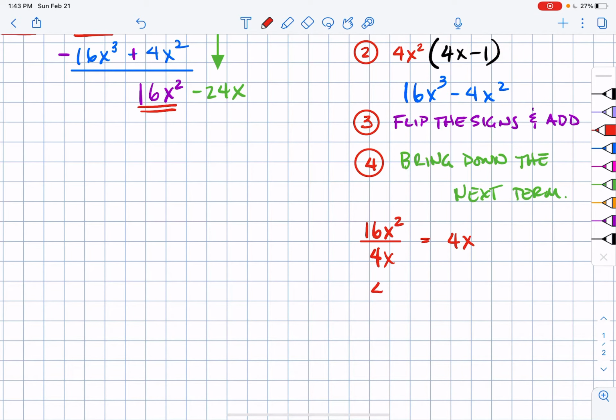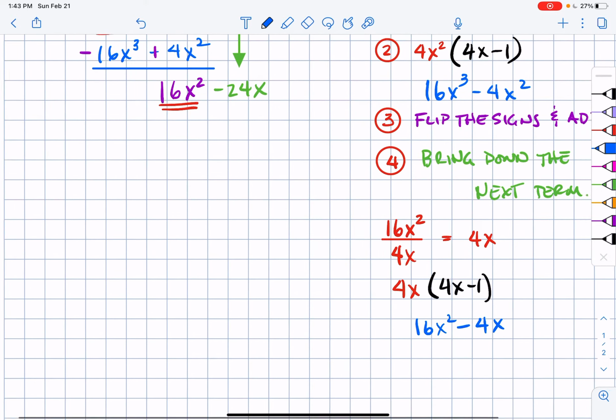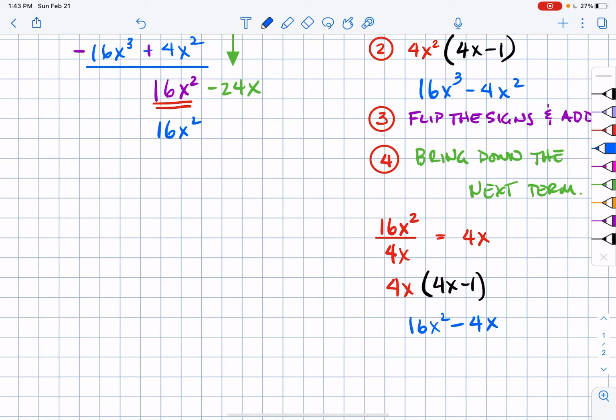Step 2, I'm going to take that 4x and multiply by the 4x minus 1. I'm going to get 16x squared minus 4x, so I'm going to bring it back up here. Then I'm going to flip the signs, then add. When I add, the 16x squared minus 16x squared goes to 0. Negative 24x plus 4x gives me a negative 20x.